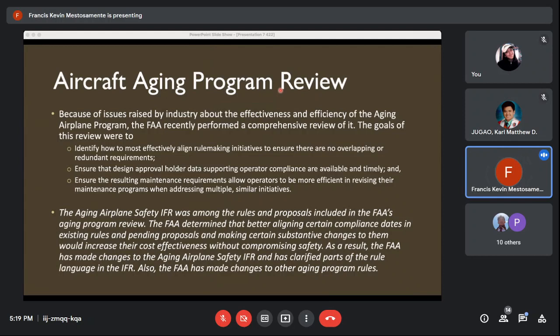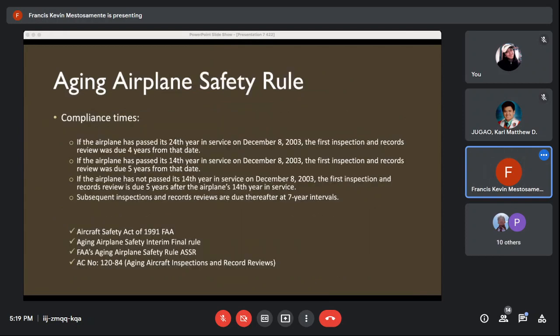So I'll move on to the next slide for more important details. Self-explanatory naman to, just read it in your review session. So the important details are on the next slide. Slide 30, last slide for this semester, this subject, and for this presentation today. So aging airplane safety rule. So yung compliance time, it's for every 24 and 14th year, self-explanatory. Doon start yung additional inspection for aging aircraft.